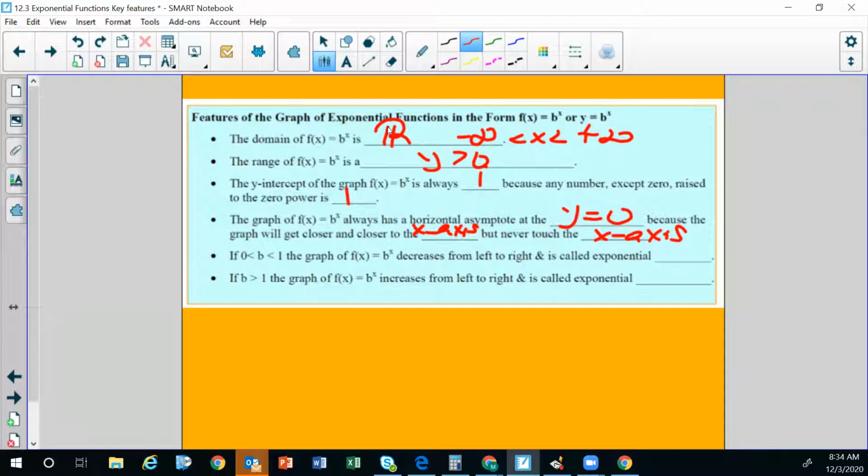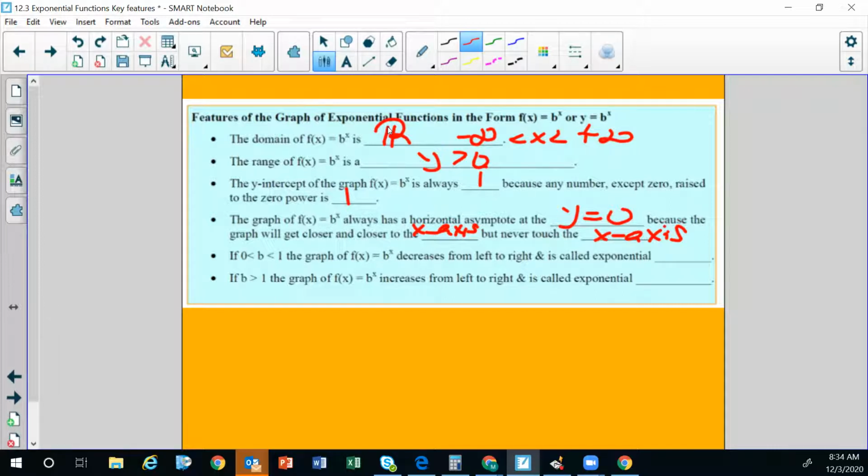Okay. All right. Yeah, what it's saying is that the graph has a horizontal asymptote of y equals 0 because the graph approaches the x-axis but never touches it. That's all it's saying. Visually, you can see what they're saying right there. Okay.